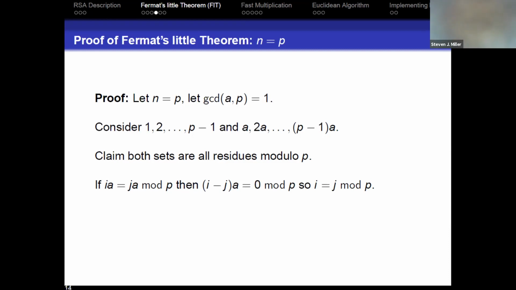Well, we'll just assume that if a prime divides a product, it has to divide at least one of the two terms. Since A is relatively prime to P, that means P has to divide I minus J. And since I and J range from 1 to P minus 1, the only way that that difference can be a multiple of P is if I equals J. So that proves we can't have two different numbers here having the same residue.